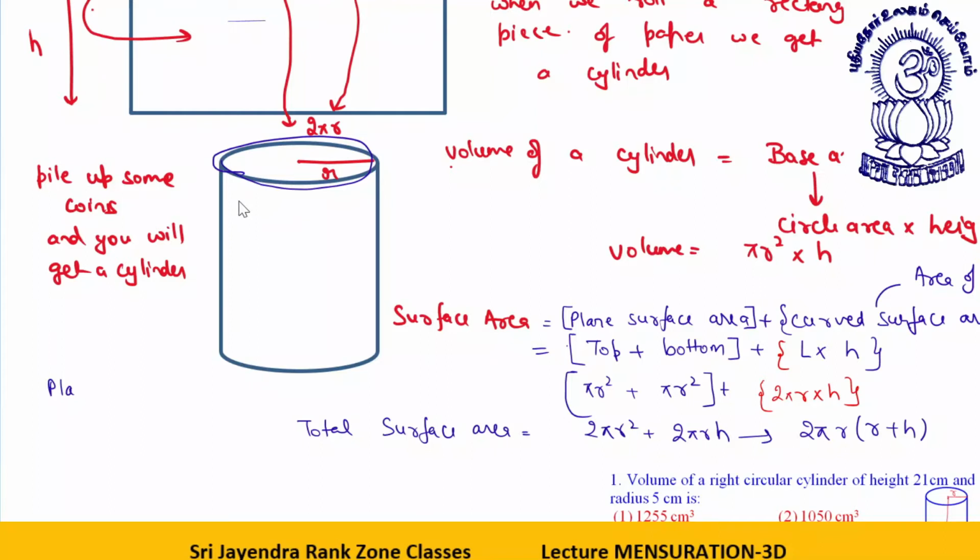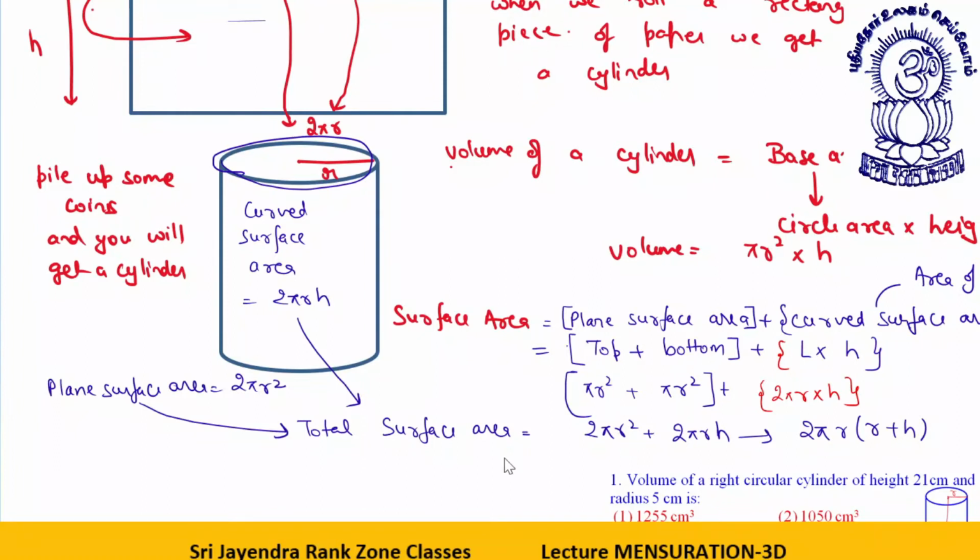See, this portion is a curved surface. This portion is a curved surface. So curved surface area is equal to 2 pi r h. And what will be the plane surface area? Plane surface area will be 2 pi r square. If you add both of these, you get total surface area, that is 2 pi r in the bracket r plus h.